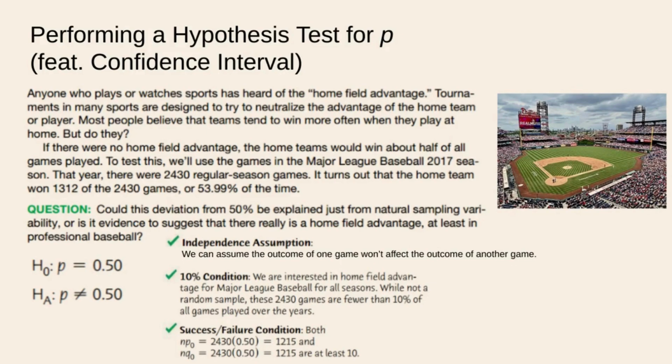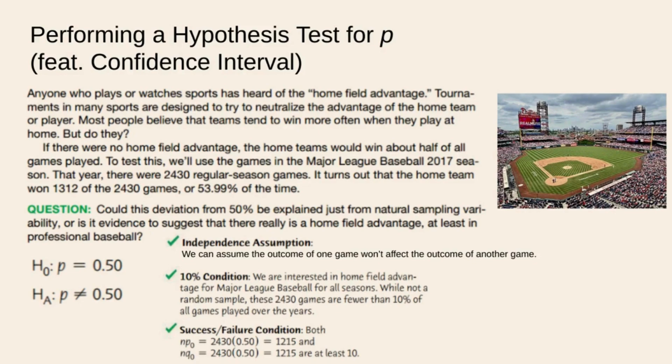The 10% condition. We are interested in home field advantage of Major League Baseball for all seasons. While it's not a random sample, so you can't necessarily assume randomization, we're only taking games from one season. These 2,430 games are way fewer than 10% of all games played over the years. That is an understatement. Okay? So we cannot assume randomization, because we have chosen games from a specific season that may have had different circumstances than other seasons. So we need to take our results with a grain of salt, even if there is a really clear result in terms of our p-value.